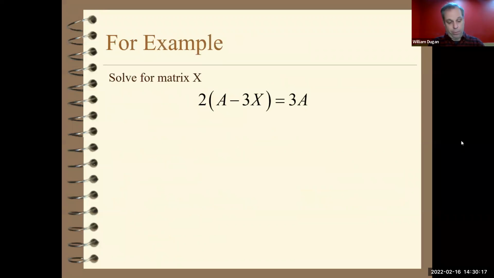So just as an example, let's suppose that you have this particular matrix equation here. And I want to know then, what would this X be? So one of the properties is distribution. I can just multiply the 2 through. Another one of the properties is I can reassociate scalar multiplication. So this should be 2 times 3 times X. But instead, I'll just do 6X, and that would then equal 3A.